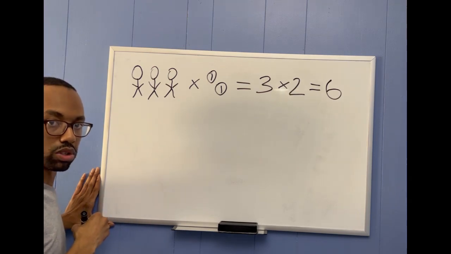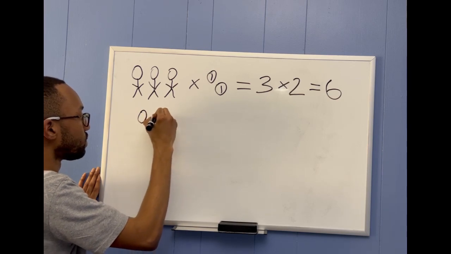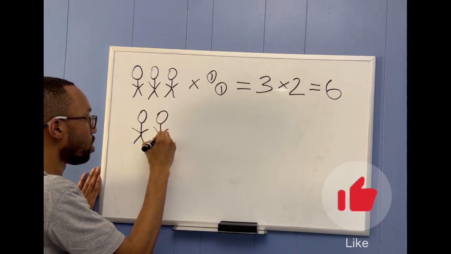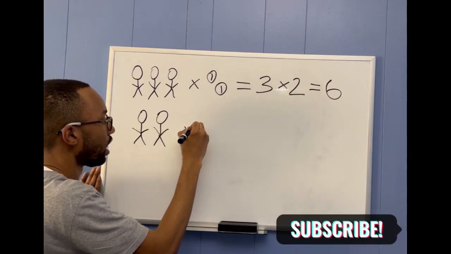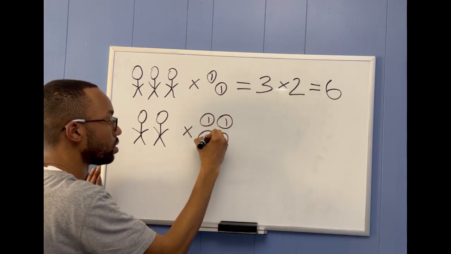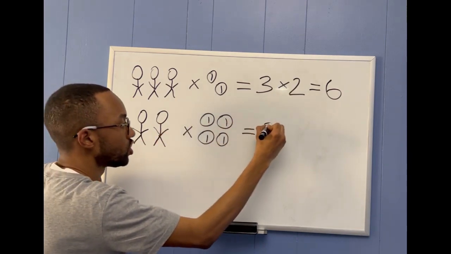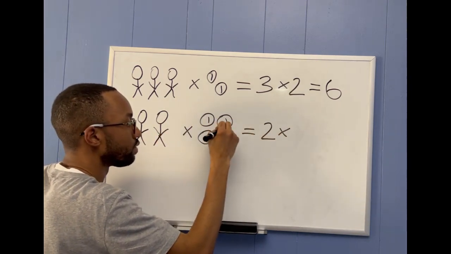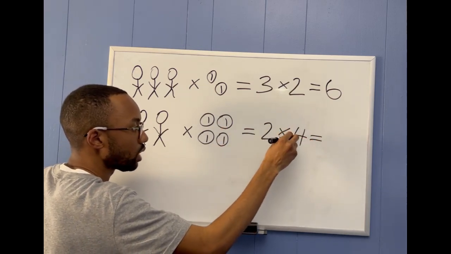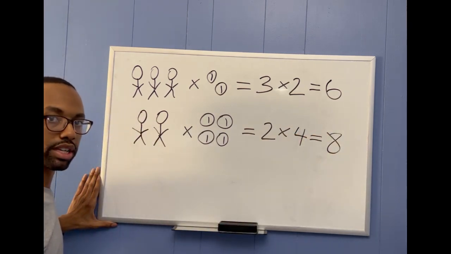Let's do another example. Suppose you have 2 friends, and they ask you for 4 marbles each. How many marbles do you give them? So you have 2 friends, which is 2, times 4 marbles, which is 4. 2 times 4 equals 8. Pretty easy, right?